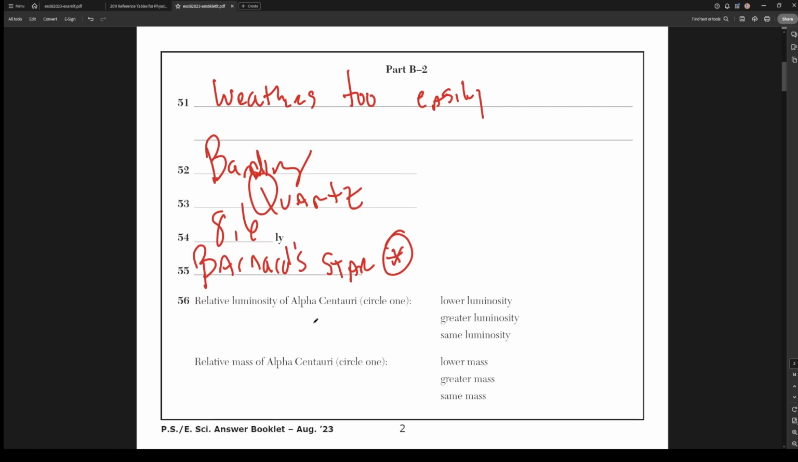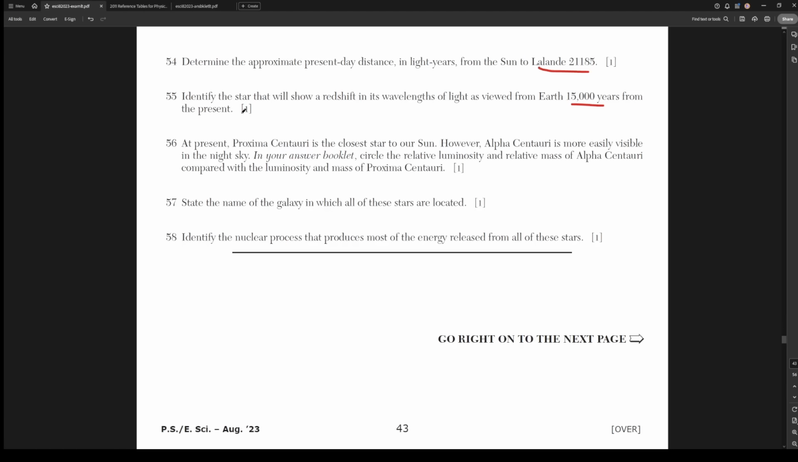56. Relative luminosity of Alpha Centauri. Oh, I'm not even reading a question right now. Proxima Centauri is the closest star to Earth. Alpha Centauri is more easily visible. In your answer booklet, circle the relative luminosity and mass of Alpha Centauri compared with Proxima Centauri.